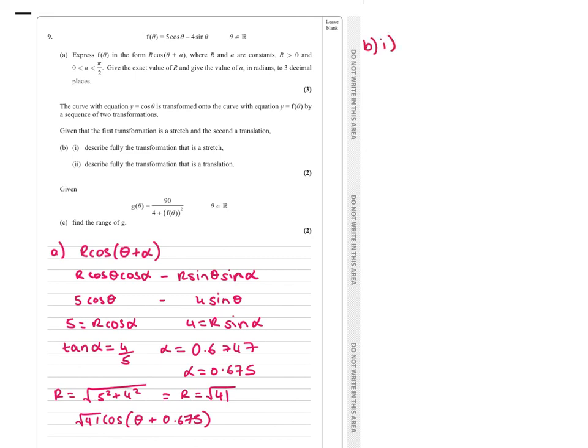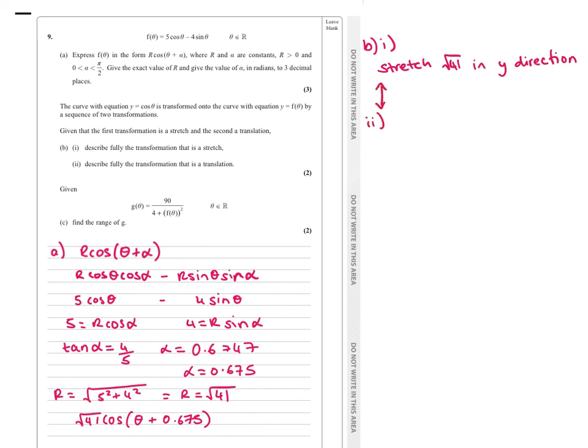The curve of the equation y equals cos theta is transformed onto the curve of the equation y equals f of theta by a sequence of 2 transformations, given that the first transformation is a stretch and the second transformation is a translation. Describe fully the transformation that is a stretch. Well, it's been stretched by root 41 in the y direction because it's outside the bracket. So stretch root 41 in y direction. Okay, it's been stretched out like this.